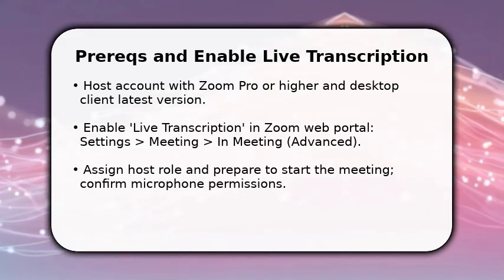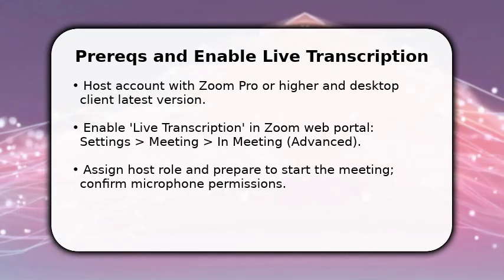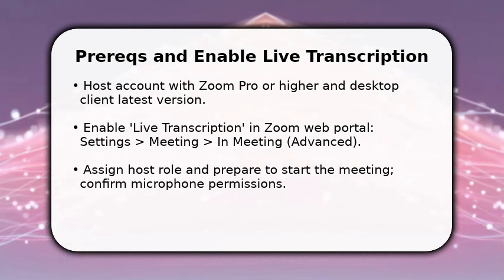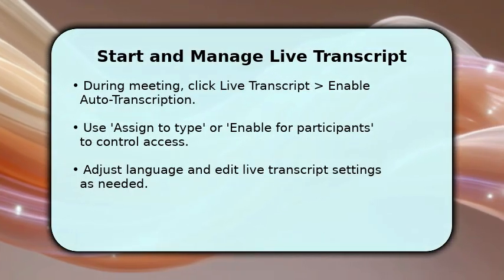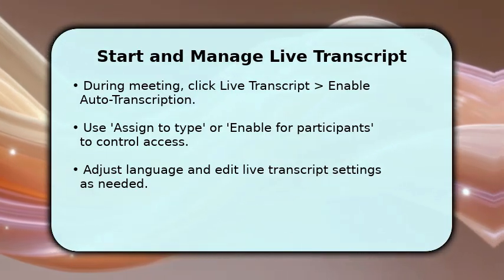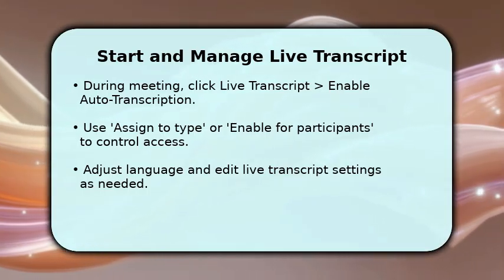Then open the Zoom desktop app, sign in as the host, and schedule or start your meeting so you can access the live transcript controls. Once your meeting is live, click the Live Transcript button in the meeting toolbar and choose Enable Auto Transcription. You'll see captions appear. Make sure participants can view captions or request the transcript file if needed.